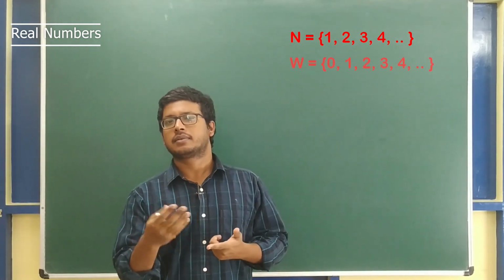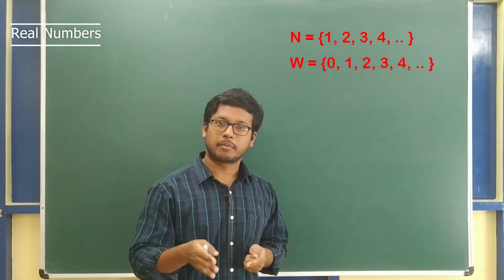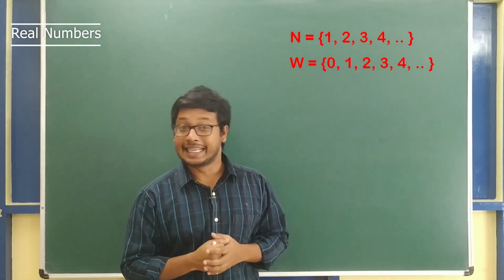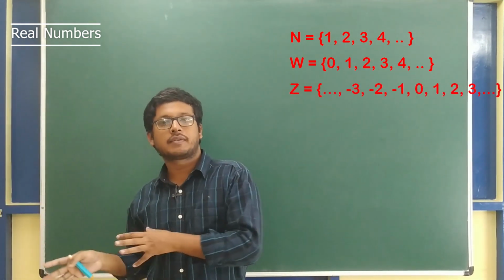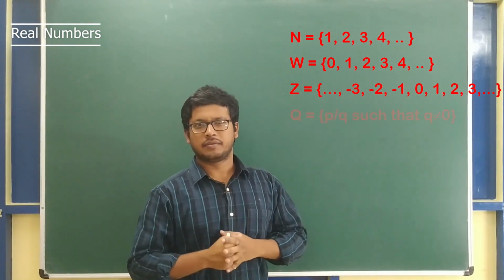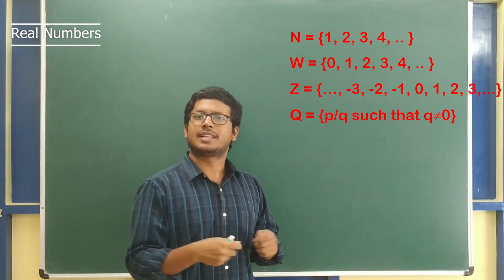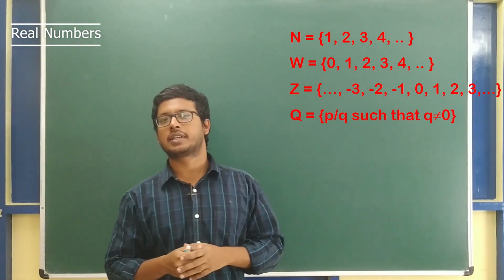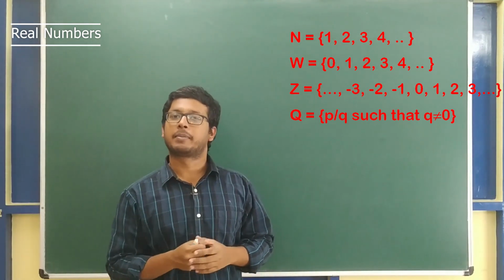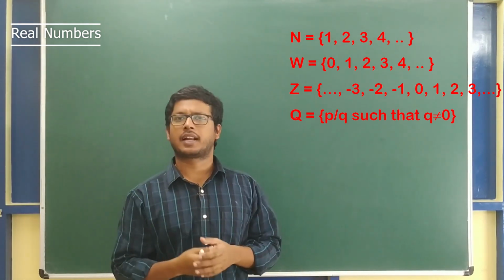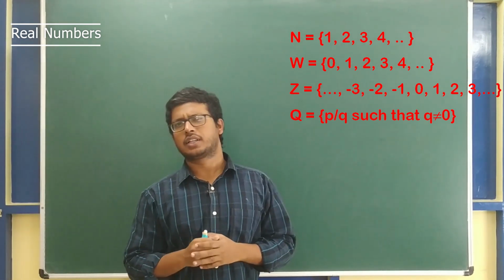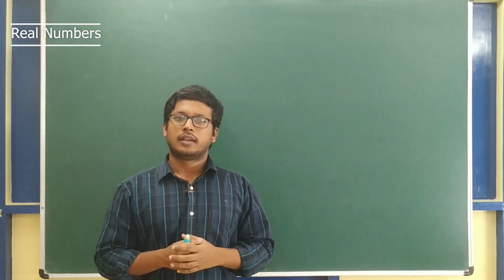And then we have a set of whole numbers where the numbers will start from 0, 1, 2, 3 and so on. Then we studied integers where we had positive numbers, negative numbers and 0. And finally we ended up with rational numbers, which dealt with fractions. So rational numbers are those numbers which can be written in the form of p by q. Essentially it's a fraction where q is not equal to 0. The denominator should not be equal to 0.